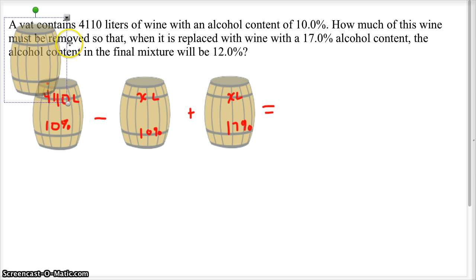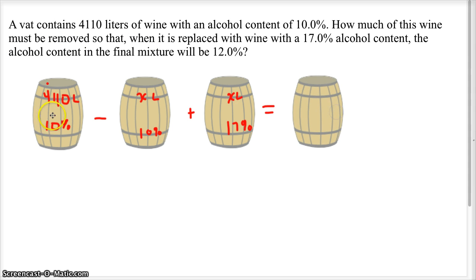So now what am I ending up with? Well, let me look. I'm starting out with the 4,110 liters. I'm taking X liters out. I'm putting X liters back in. So how much do I have to have when I'm all done? I have to have the 4,110 liters again, right? So this will be 4,110 liters again. Okay, but what's the alcohol content in this one? So this one is going to end up being 12%.